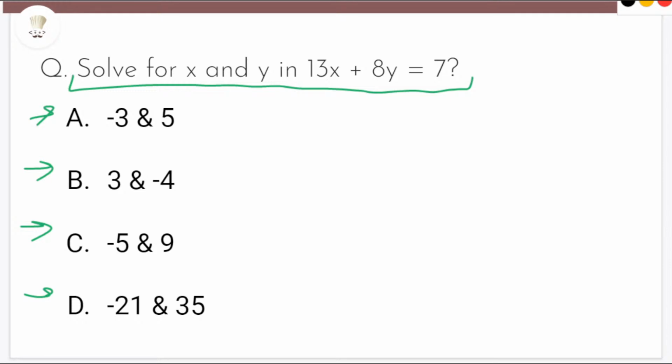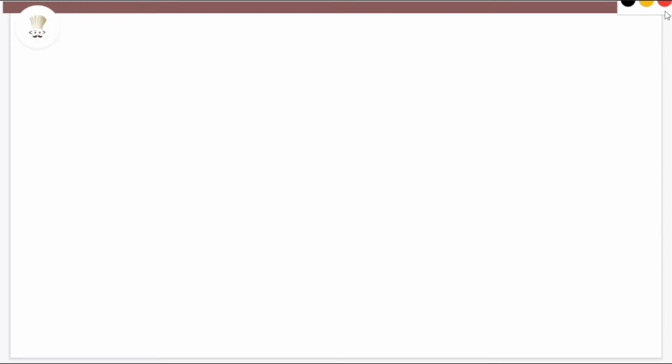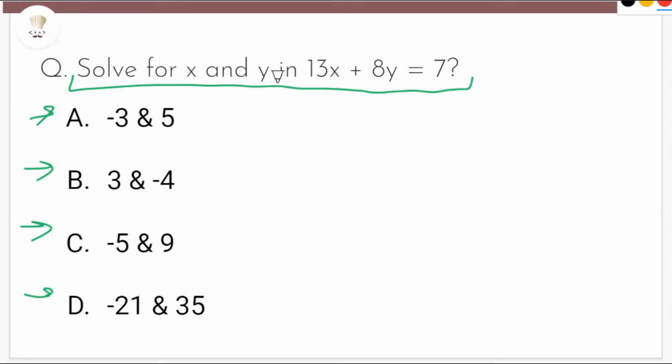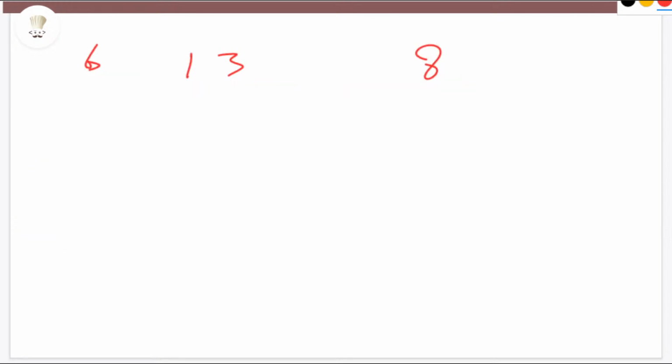Actually, let me solve this question directly. Here we are going to be applying the extended GCD algorithm. So we have 13 and 8. What will be the GCD? To calculate the GCD, we are going to be calling in the Euclid GCD algorithm.